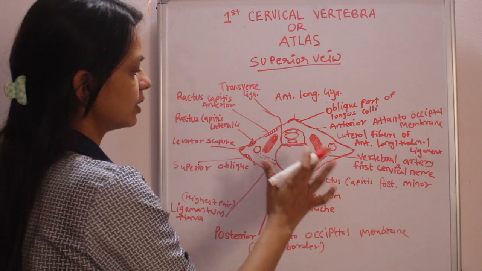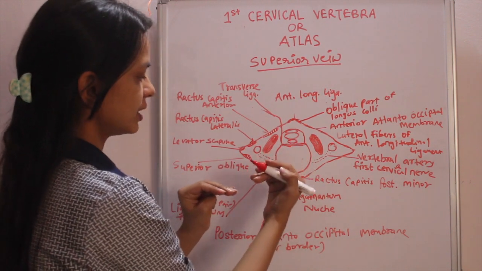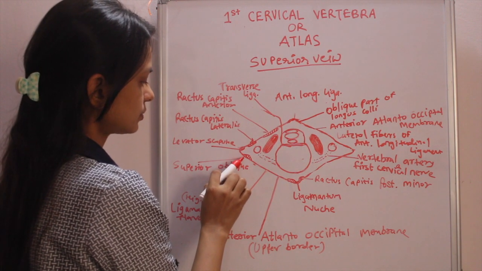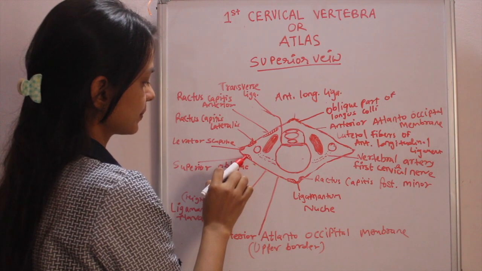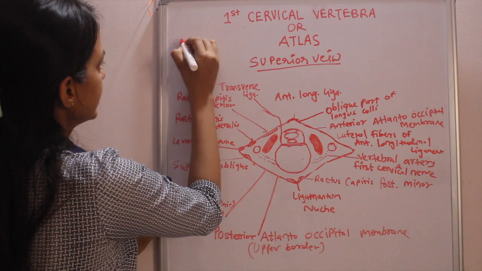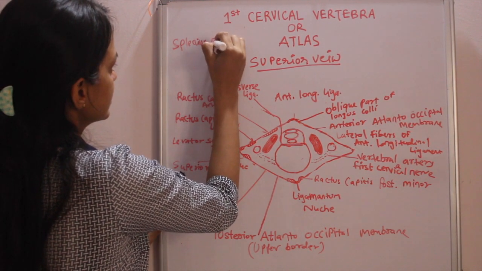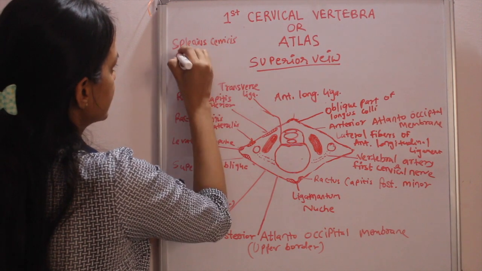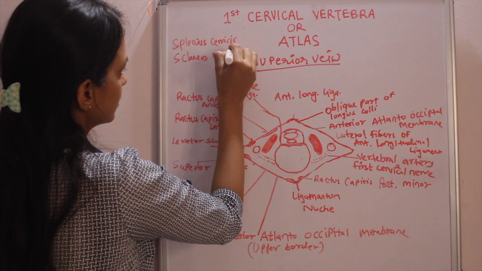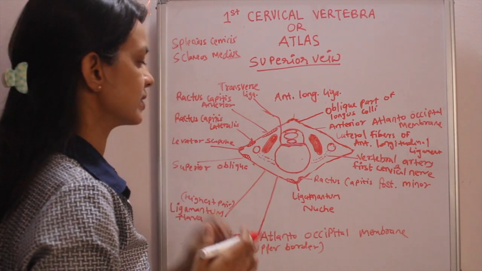So this is the superior view of atlas. We can't see the muscles attached to the inferior side of the atlas. Inferior oblique is attached to the lower border of the tip of the transverse process. The splenius cervicis and splenius medius originate from the posterior tubercle of the transverse process.